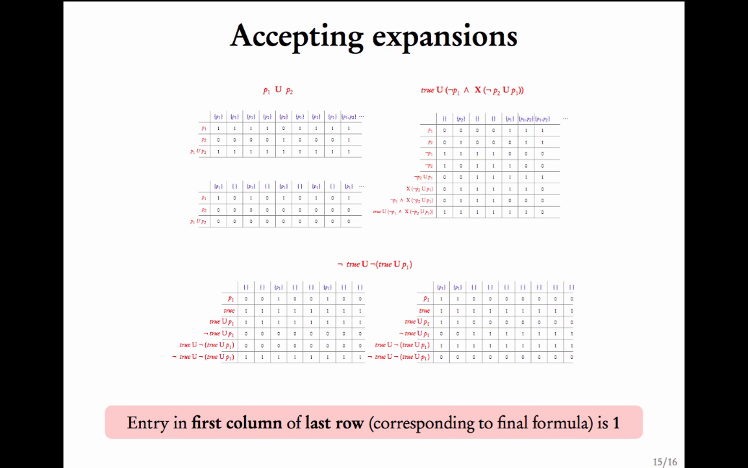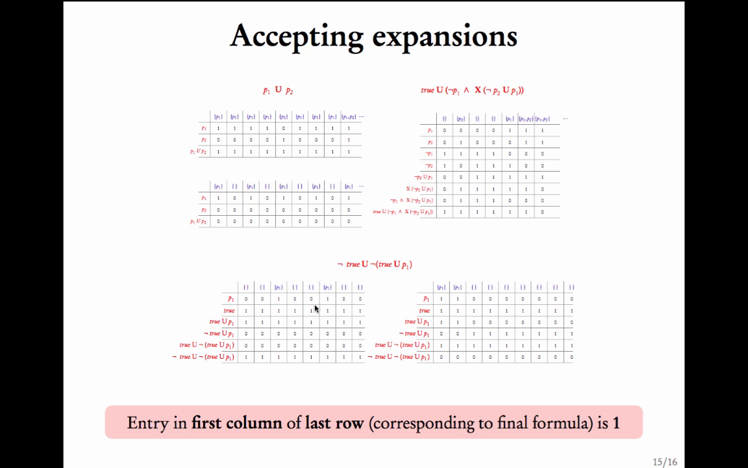One more property satisfied by expansions of words that belong to the language is that you look at the first column, last row. This entry corresponds to this full formula that will be 1. For example, in this word, P1 until P2 was true. So this entry corresponds to 1. In this word, P1 until P2 was false. So this entry will give you 0.